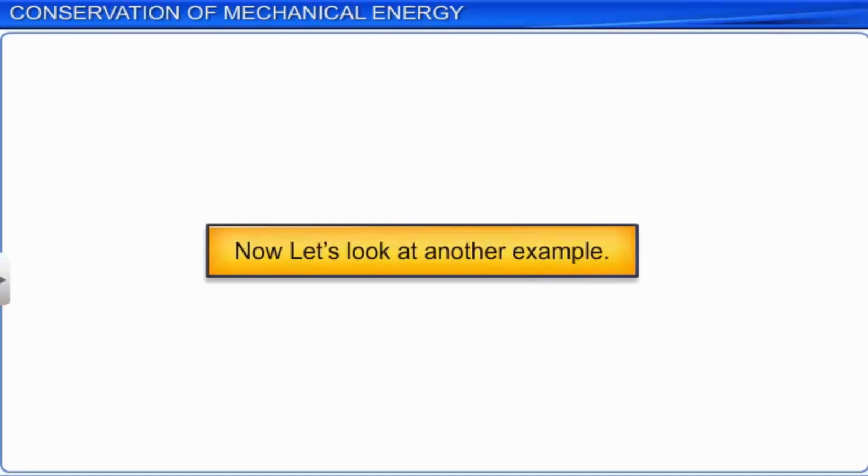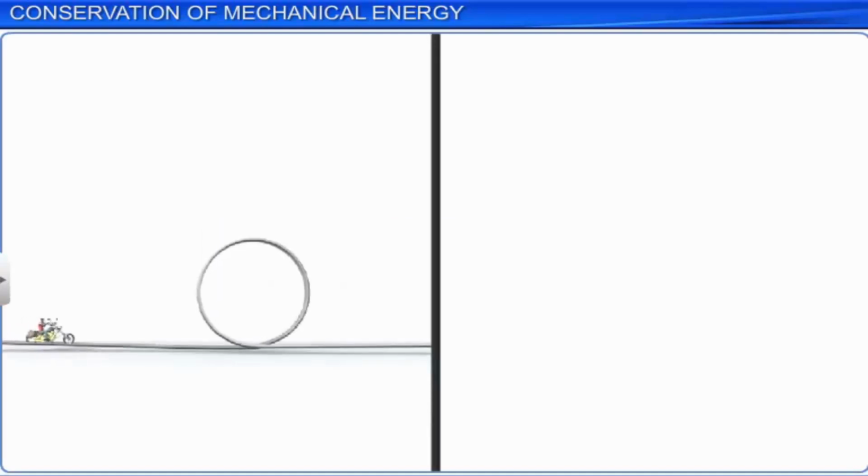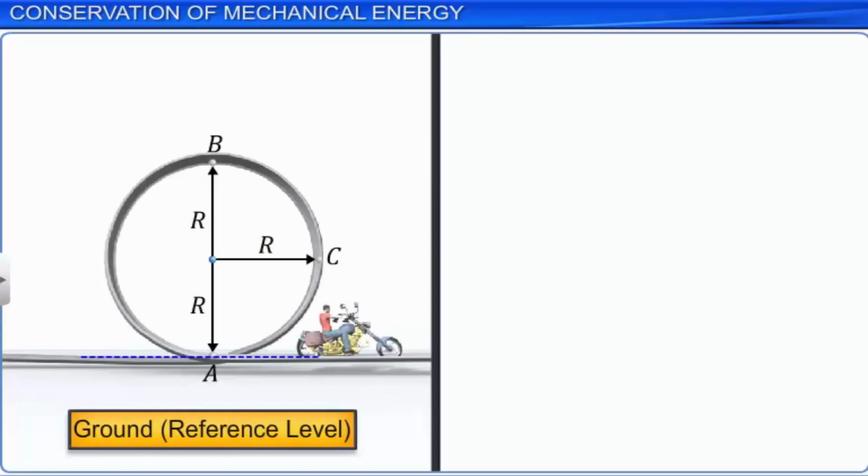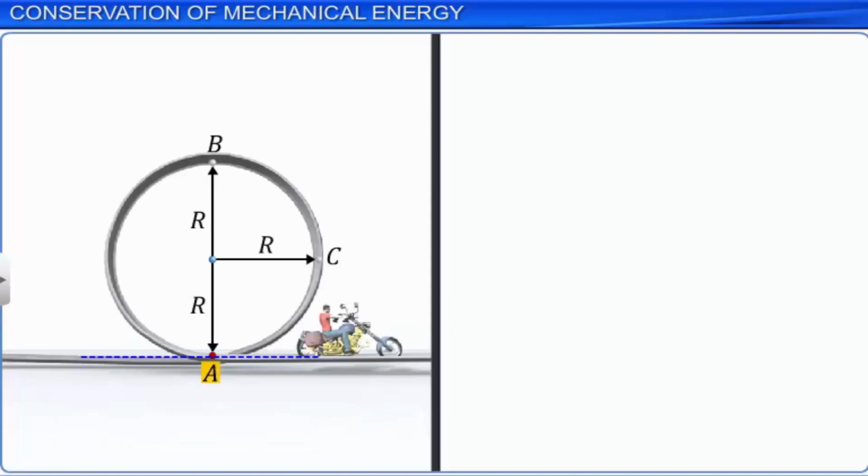Now let's look at another example. The individual on the bike shown revolves in a vertical circle of radius r. The individual along with his bike is considered to be a system. We assume that the potential energy is only due to gravitational force, and we take ground level as the reference level. At its lowest point, which is taken as the reference level, the bike possesses only kinetic energy but no potential energy.